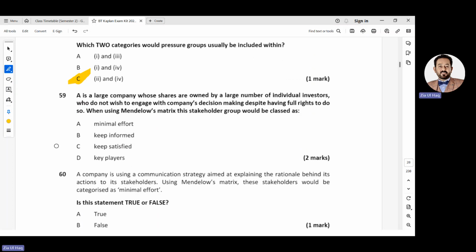59. A is a large company whose shares are owned by a large number of individual investors who do not wish to engage with the company's decision making. Not wishing to engage in decision making means they have low interest, but shareholders always have high power. Despite having full rights to do so, when using the Mendelow matrix, this stakeholder group would be classified as the similar one we have covered: high power, low interest.